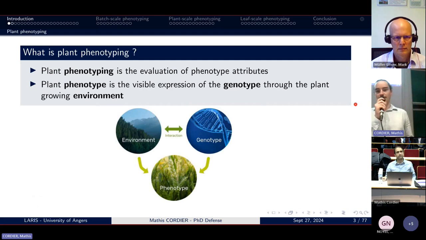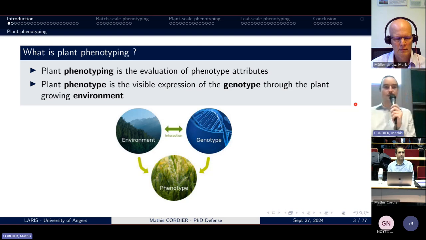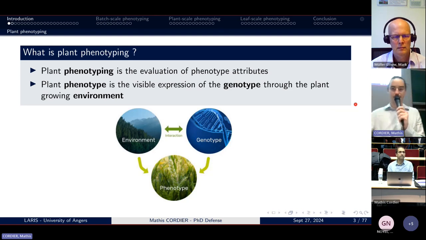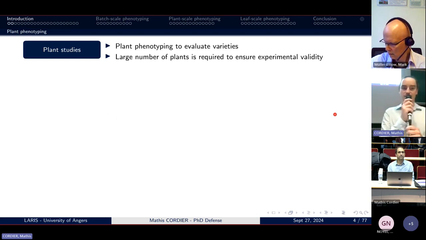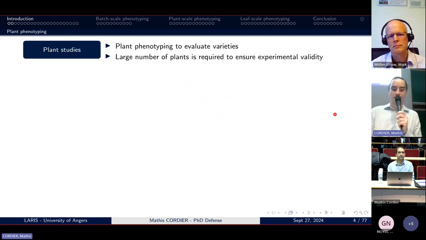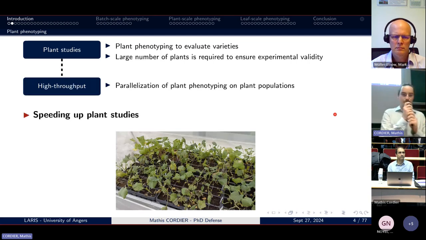Plant phenotyping is the evaluation of phenotype attributes, which corresponds to the visible expression of the genotype for the plant growing environment. It is used in plant studies to evaluate varieties, and in particular, to ensure experimental validity, we need to involve a large number of plants in such studies. We want these plant studies to be high throughput, and to achieve this, we have to parallelize plant phenotyping and plant population with the final aim of speeding up plant studies.